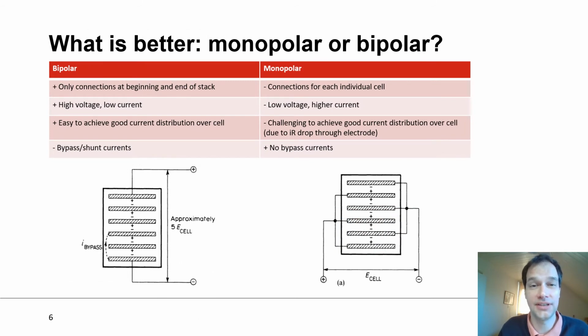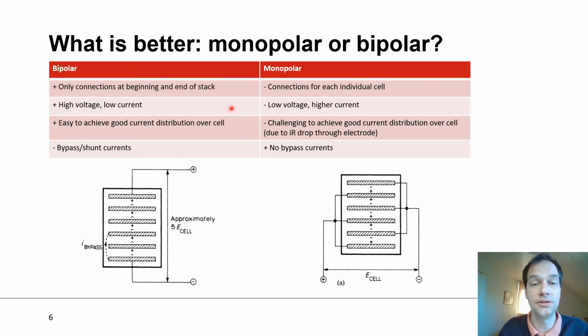Now, after all this explanation of monopolar and bipolar, you might wonder which one is better. For that, let's look at the advantages and disadvantages of both systems. Let's start with the bipolar. The bipolar has the advantage that you only need to connect it on two sides, so you don't need a lot of individual connections. So that's a disadvantage for the monopolar, where you need to connect every single electrode.